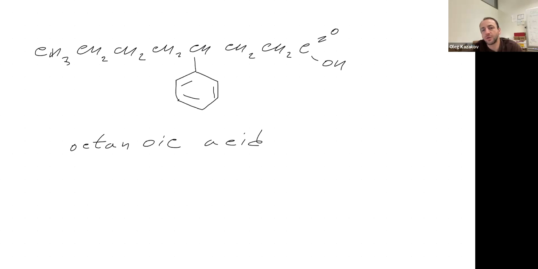And then if you count right to left, we're going to assign this guy number 1. So 1, 2, 3, 4, so 4, 5, 6, 7, 8. So yes, it is indeed octanoic acid, except at carbon number 4 we have the phenyl. So consequently, let's show it this way: 4-phenyl octanoic acid. So this is going to be our thing here.